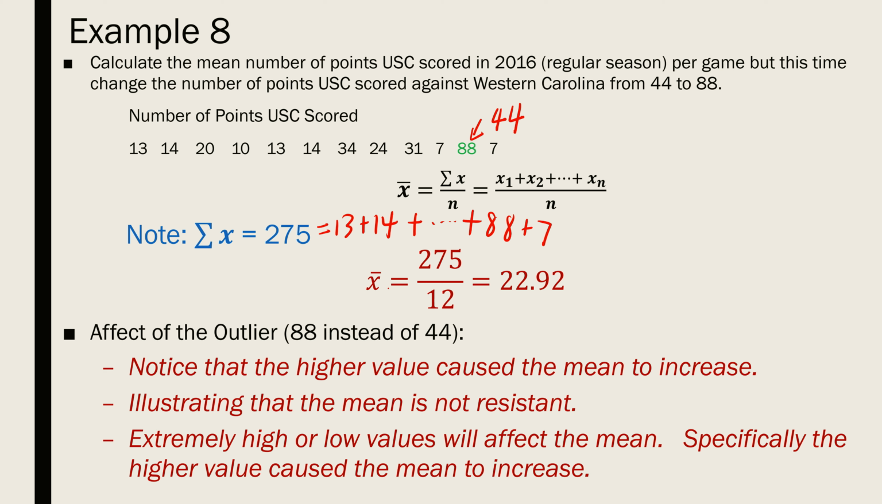Now the new sample mean is 22.92. It was 19.25. So you'll notice that the higher value caused the mean to increase. This example illustrates that the mean is not resistant to extreme values, or we say outliers. Extremely high or low values will affect the mean. Specifically, the higher value caused the mean to increase.